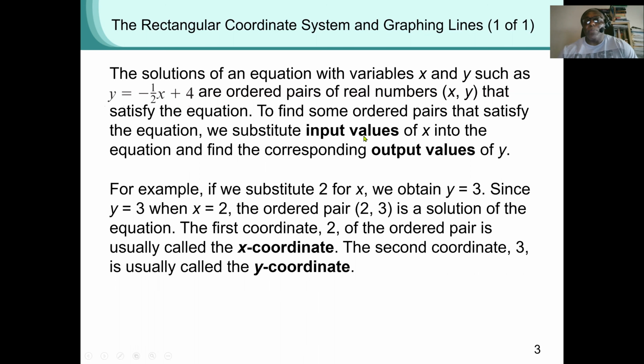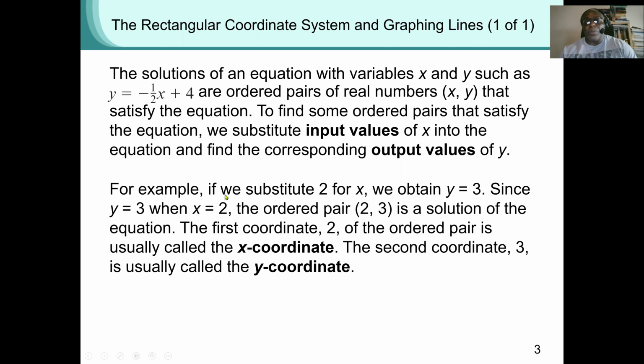So to find some other pairs that satisfy the equation, we can substitute input values of x into the equation and find the corresponding output y values. For example, if we substitute x to be 2, we get negative half times 2, and that will give us negative 1. Negative 1 plus 4 will give us positive 3. So this means when x equals 2, y will be 3, and that gives us 1 point in the plane.